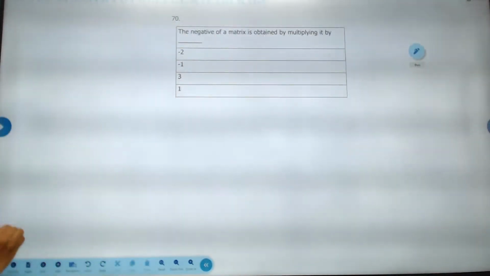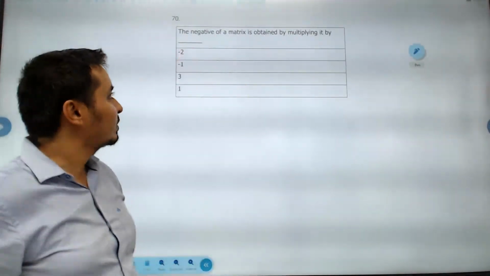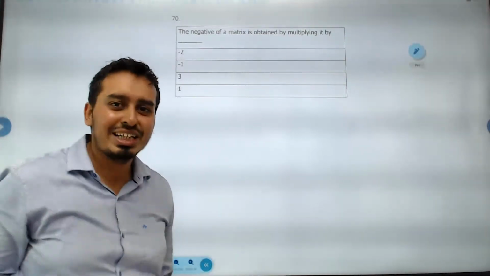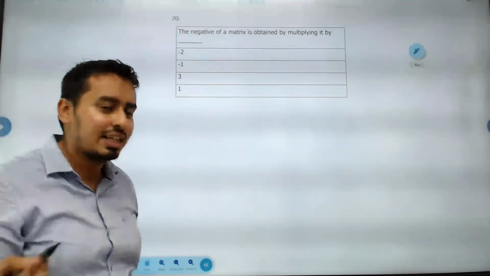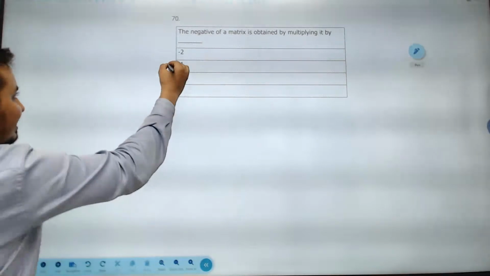So let's move. The negative of a matrix is obtained by multiplying it by -1, right? If you multiply a matrix by -1, you get the negative of that matrix. So the answer would be this.